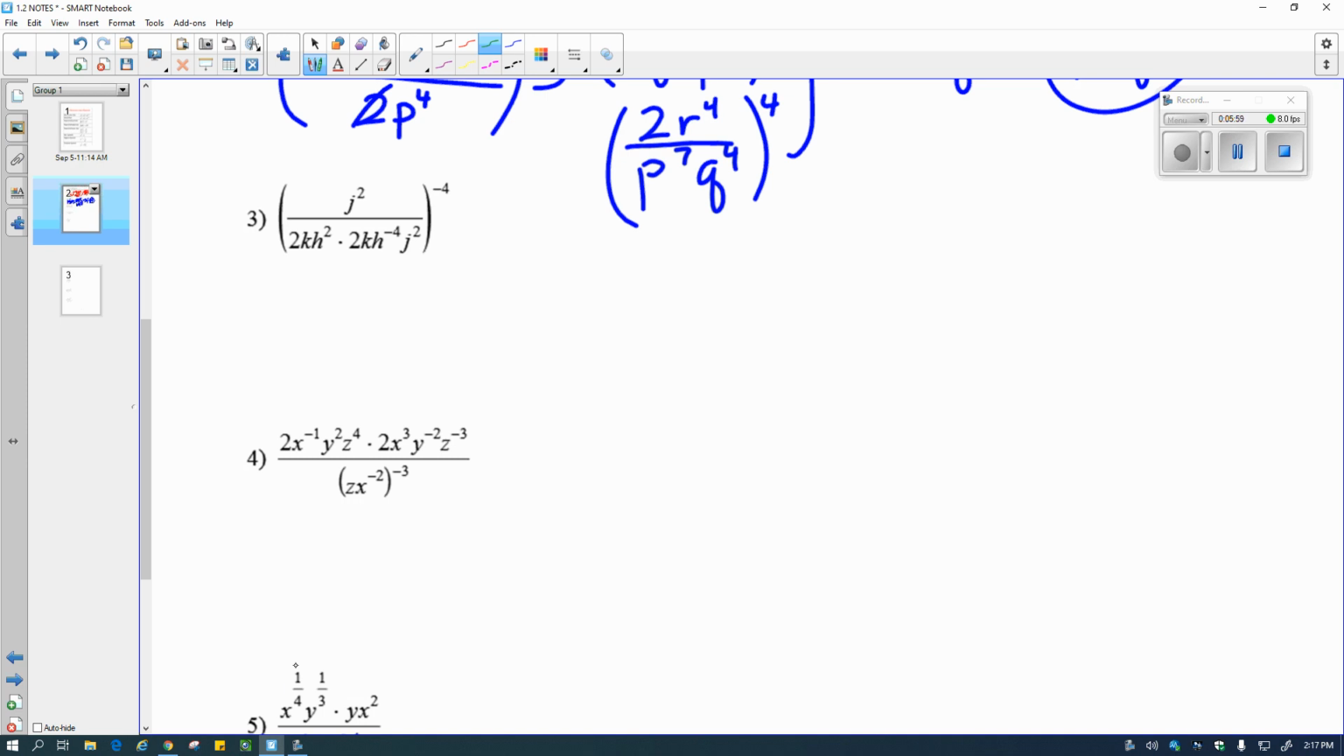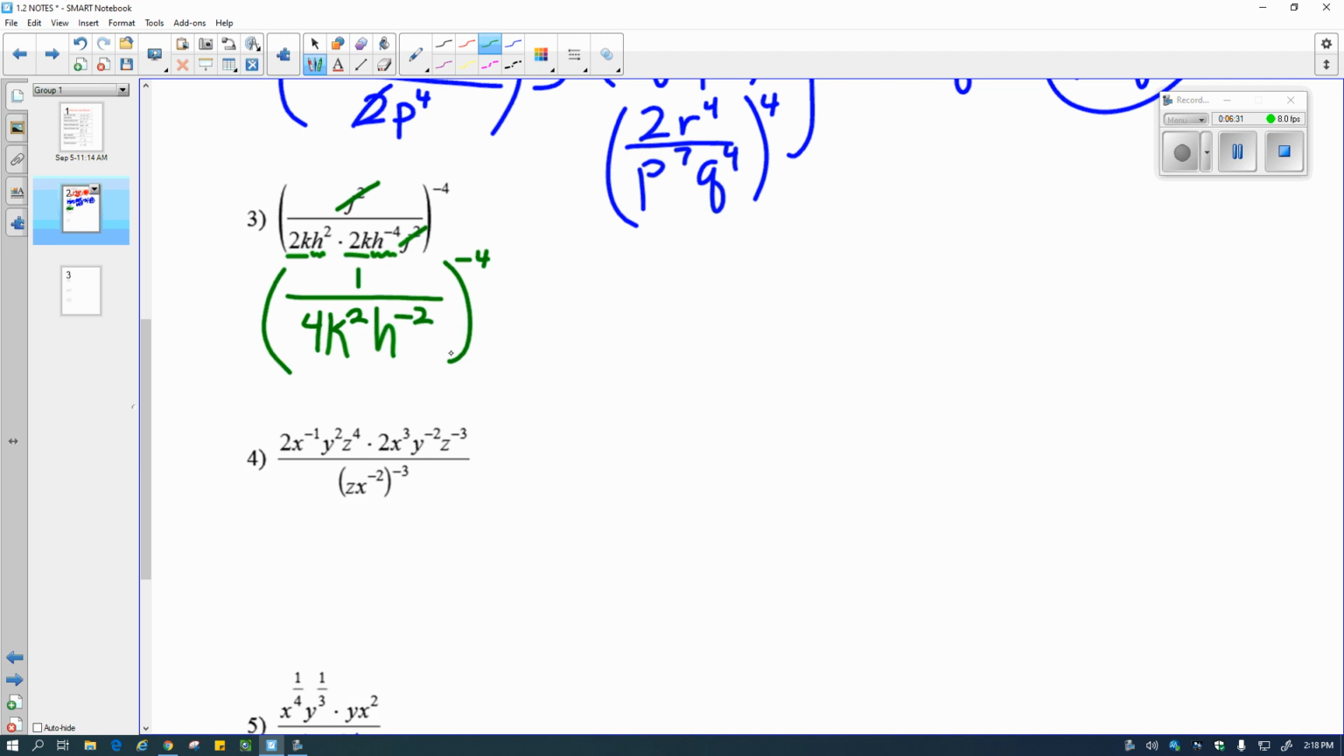So here's another problem where I'm going to combine on the inside first. The j squareds, I've got one on the top and on the bottom, so those are going to disappear. I'm going to do some cleanup on the bottom. The negative 4th power will stay on the outside. And so I've got a 2k and a 2k right there. So that's going to be 4k squared when I combine those things. Then I have this h squared and h to the negative 4th. That would give me h to the negative 2nd because I'm adding those powers together.